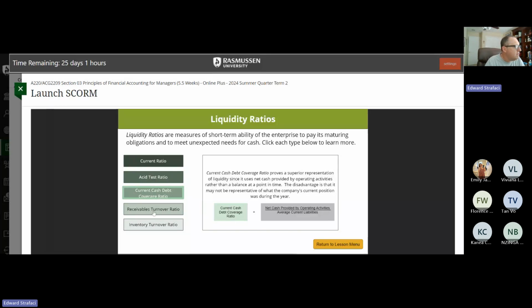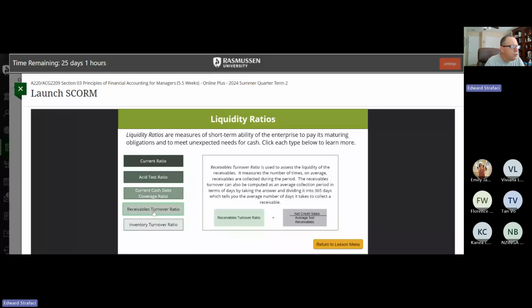And then I have a receivables turnover ratio, which is my net credit sales, that's my net sales, what I've offered my clients in credit versus what they paid, over your average net receivables.